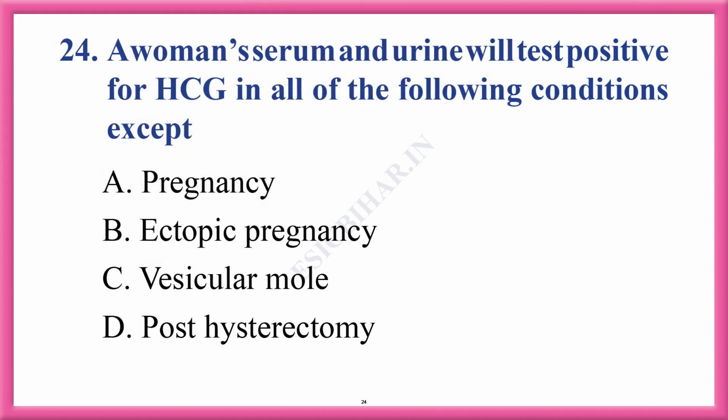Question 24. A woman's serum and urine will test positive for HCG in all of the following conditions except A. Pregnancy, B. Ectopic pregnancy, C. Vesicular mole, D. Post-hysterectomy. And the answer is D. Post-hysterectomy.